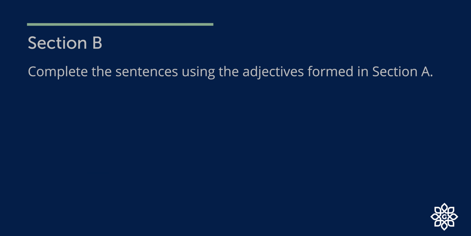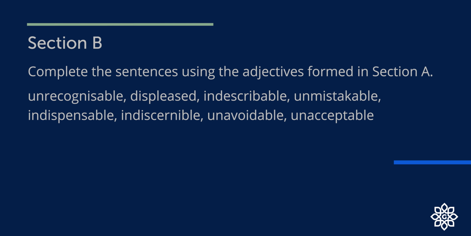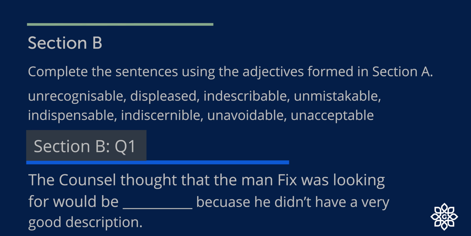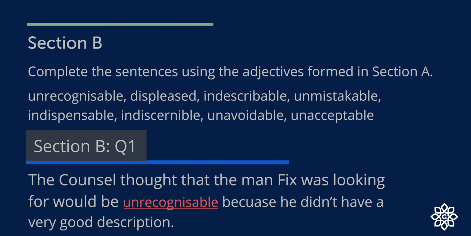Now, section B. Complete the sentences below with the correct adjectives that you have formed in section A. Question number 1. The council thought that the man Fix was looking for would be blank because he didn't have a very good description. So it means you cannot recognize the person. So the blank can be replaced with the word unrecognizable.